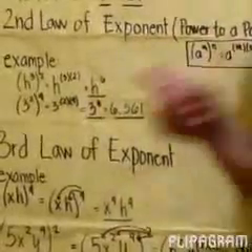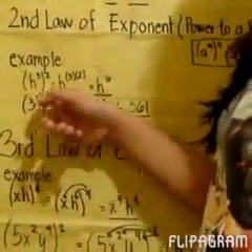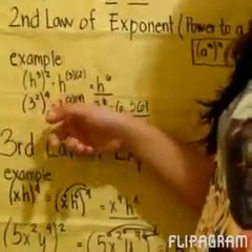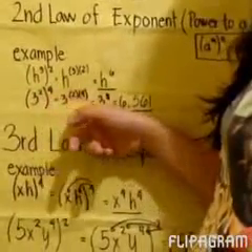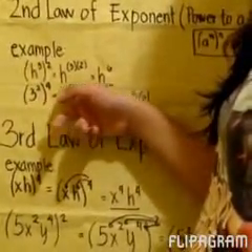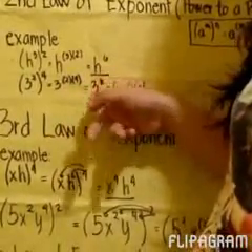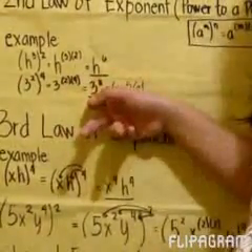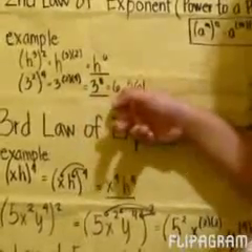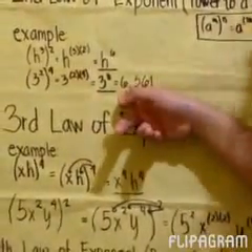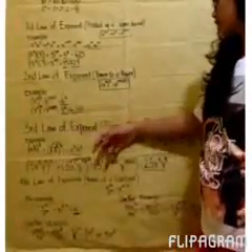Another example, 3 raised to 2, raised to 4. You need to multiply the exponents. So it will become 3 raised to 2 times 4. So the answer is 3 raised to 8. And then you need to multiply 3 eight times. So it will become 6,561.